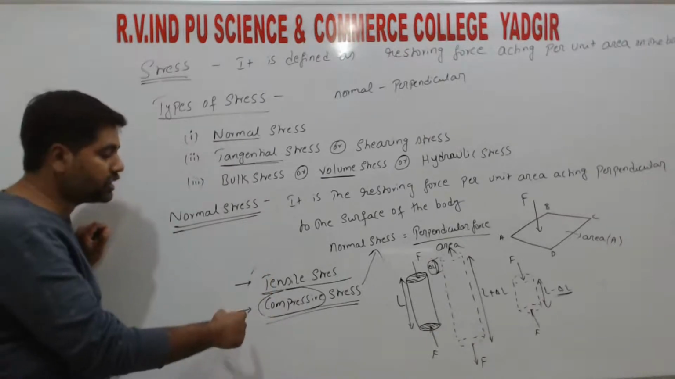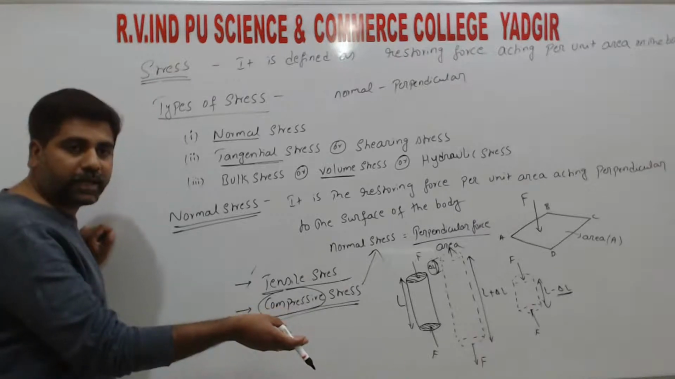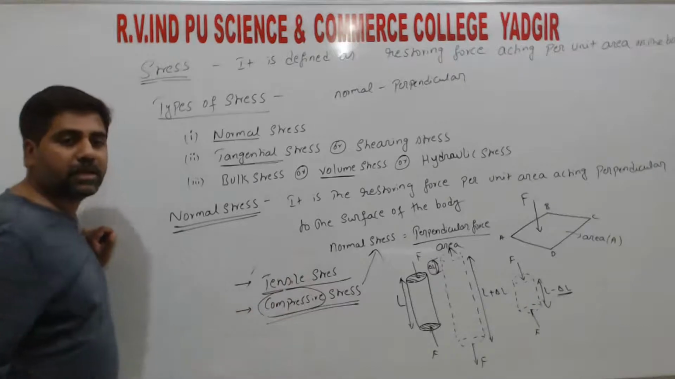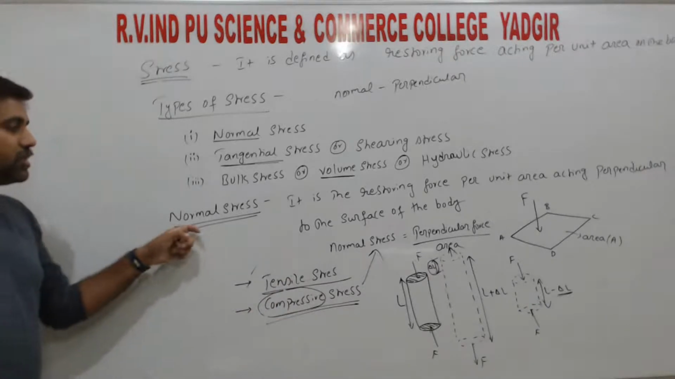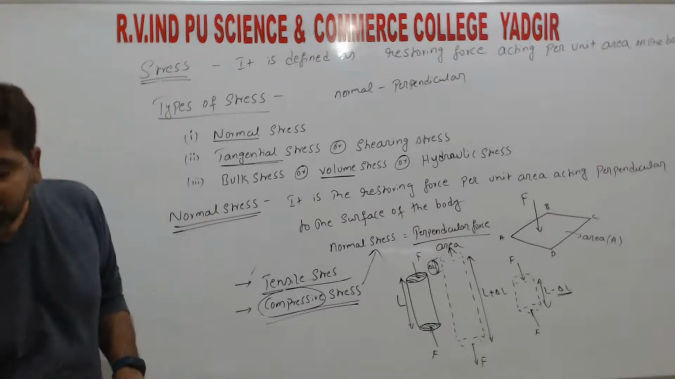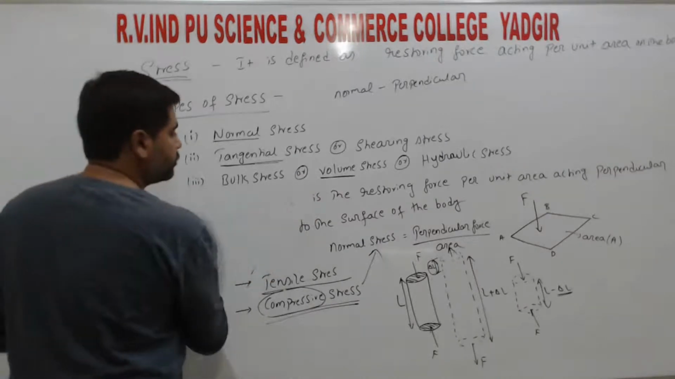So as soon as we say compressive stress, the length has decreased, right. As soon as we say tensile stress, the length has increased, right. So this is about the normal stress, right. So the next one is the tangential stress.